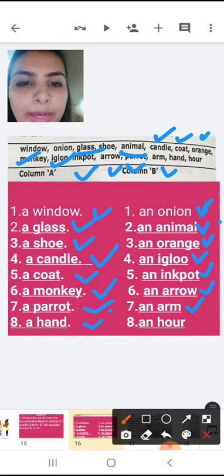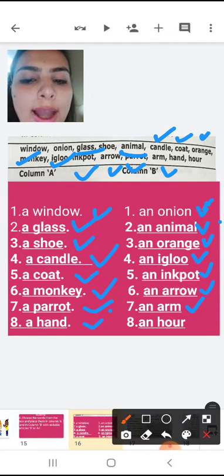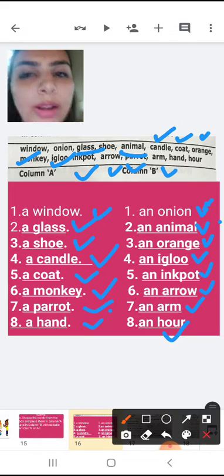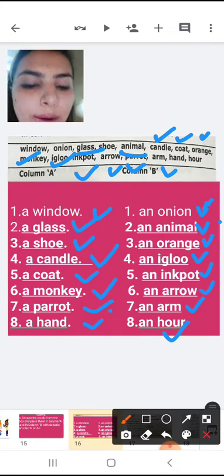Now in column A write down the next word, hand. Hand starts with the letter H and H is a consonant. That is why we use A before hand. Last is HR. As I told you before, the words which have a silent H also take AN, meaning they start with a vowel sound. When we pronounce the word HR, we produce the sound of A, so that means it starts with a vowel sound. That is why we use AN before HR. So write in column B: an HR.